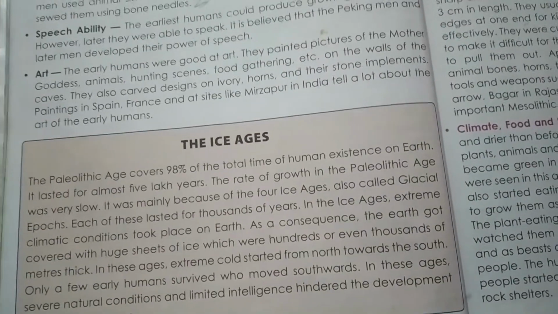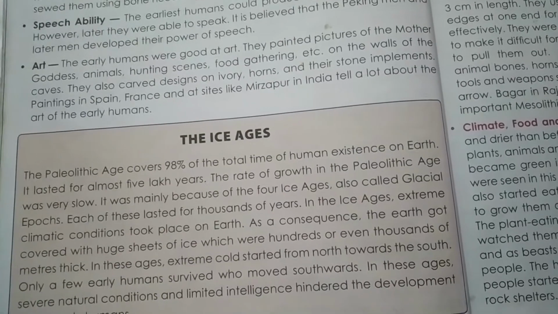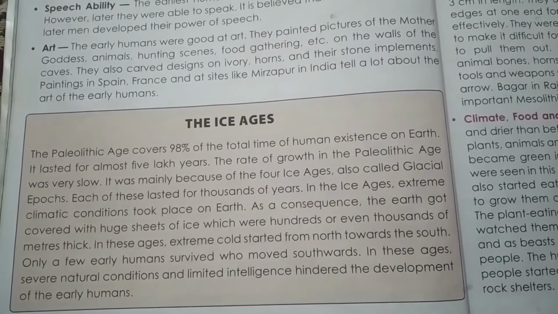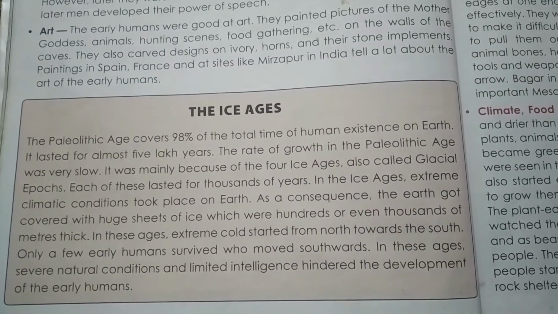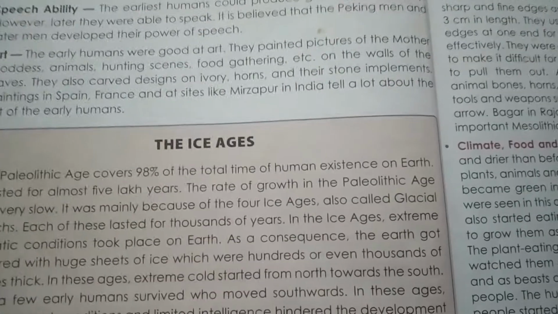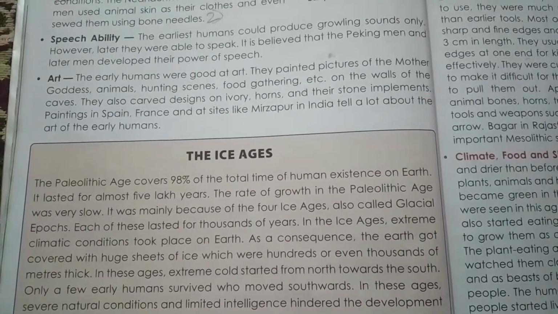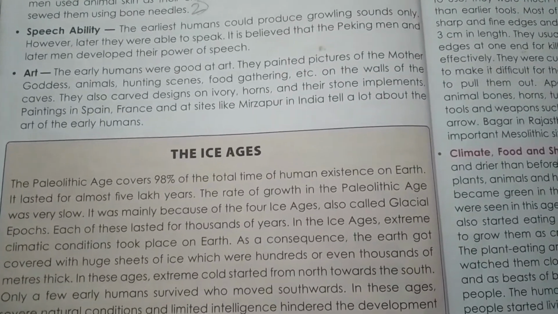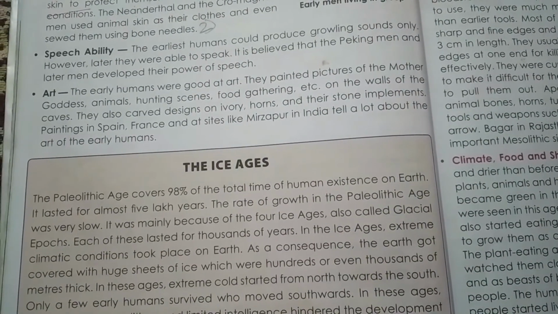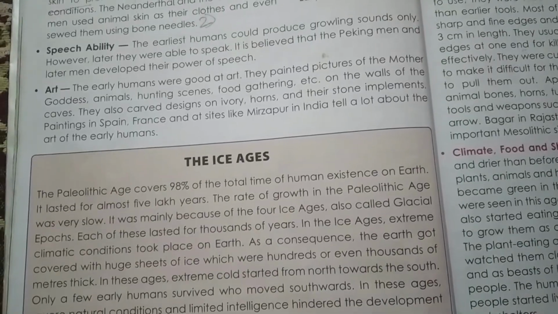Okay, they used to do a lot of painting on the walls, and they used to paint animal hunting, simple sceneries, some kind of images, their festivals, a lot of things. Even in Mirzapur we can find these kinds of things. Okay, next part we can see in the second part. Okay.